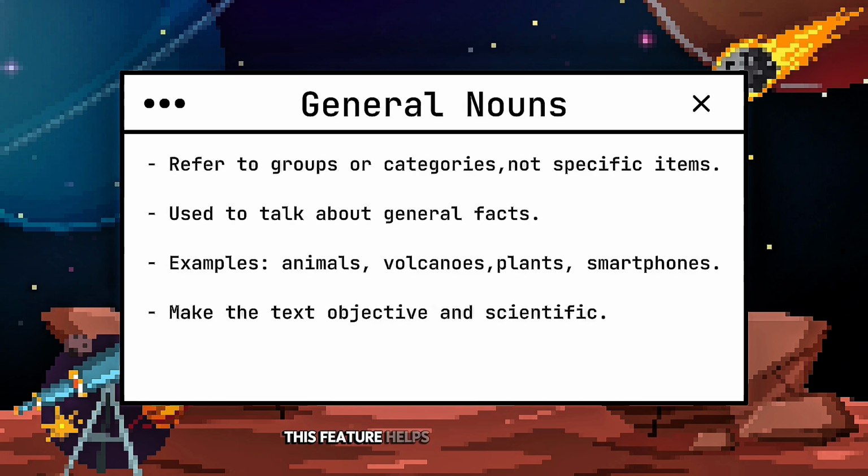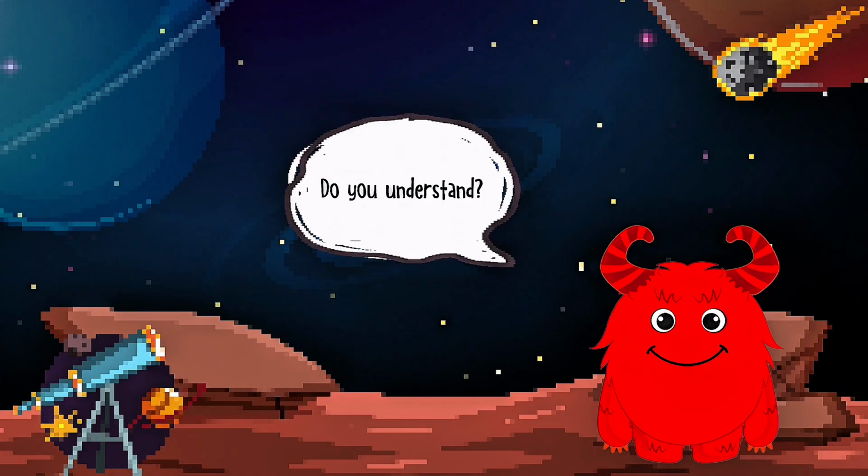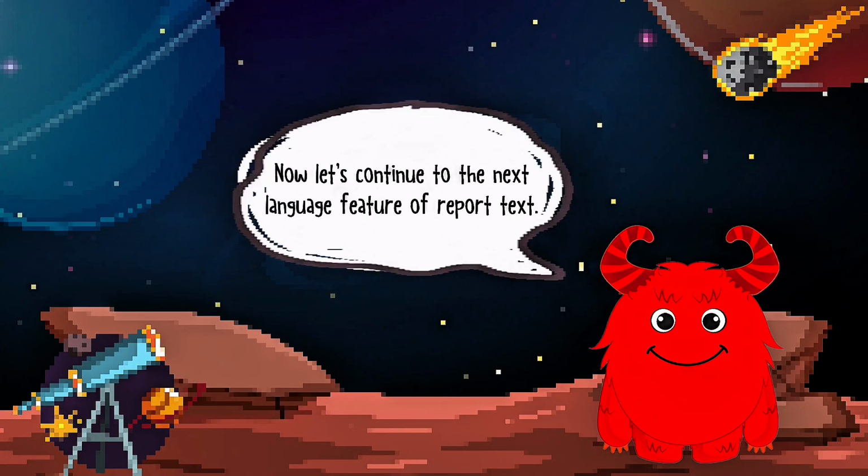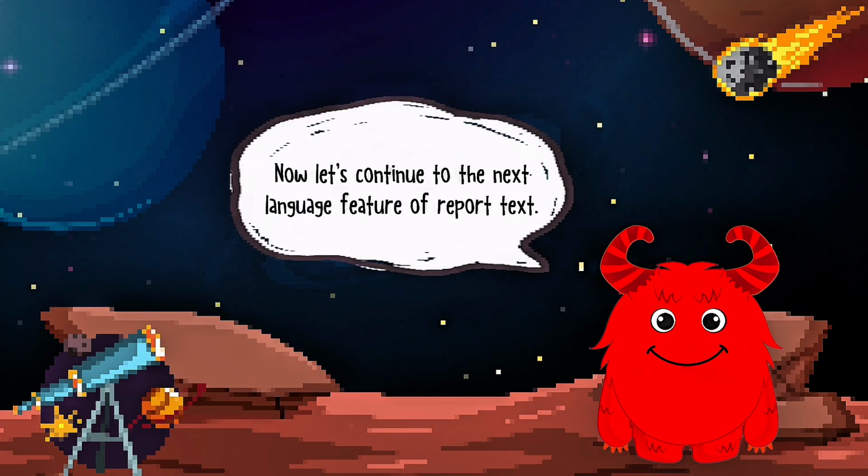This feature helps report text sound scientific and objective because the information is meant to represent a whole group. General nouns are important when we want to present facts that apply widely. Do you understand? Now let's continue to the next language features of report text.